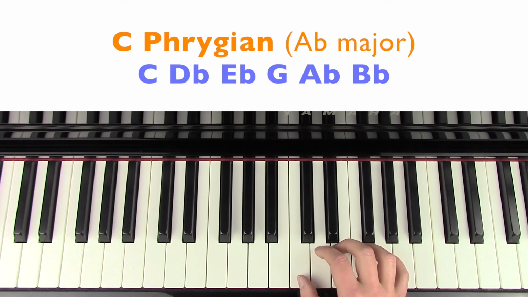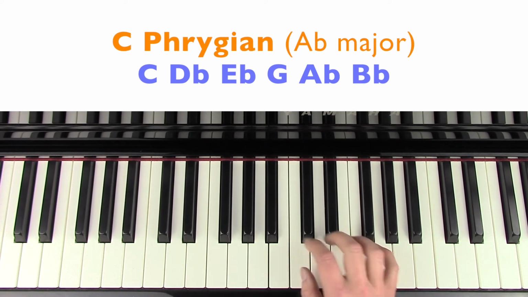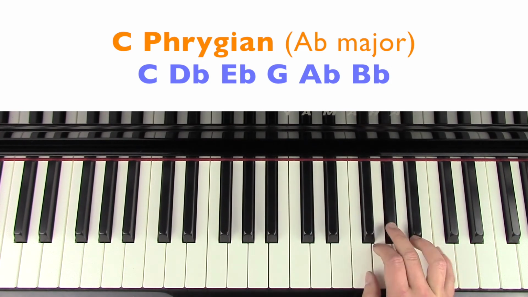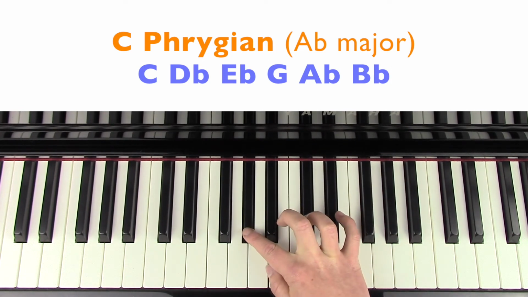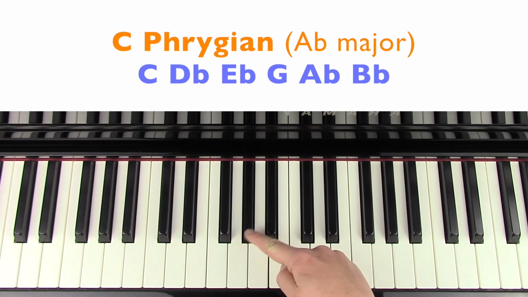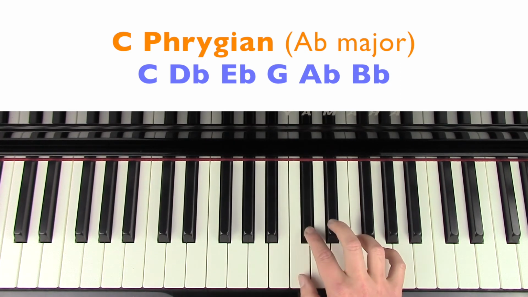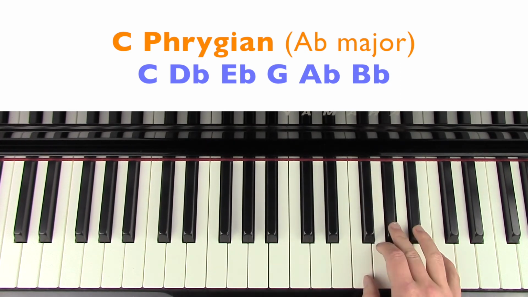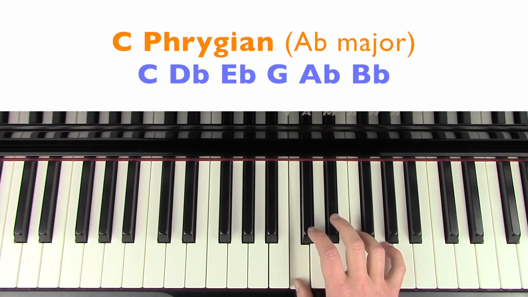Okay, so C Phrygian is like playing A flat major, but starting from C. So remember, Phrygian means 3, so C is going to be the Phrygian, the 3rd of A flat. It's the 3rd note of that scale. Your more flamenco sounding mode.